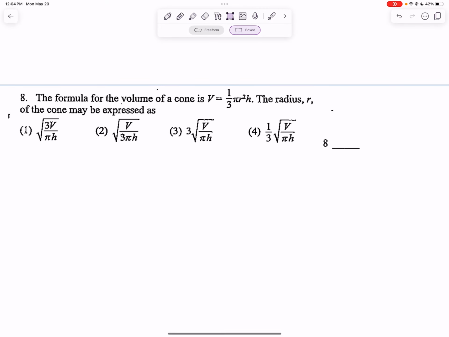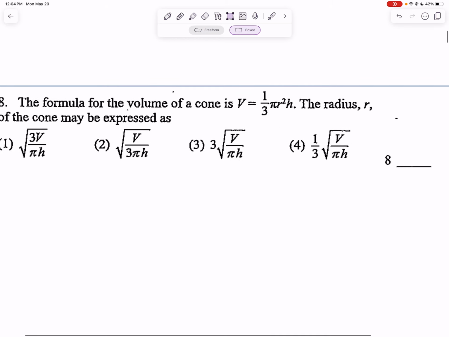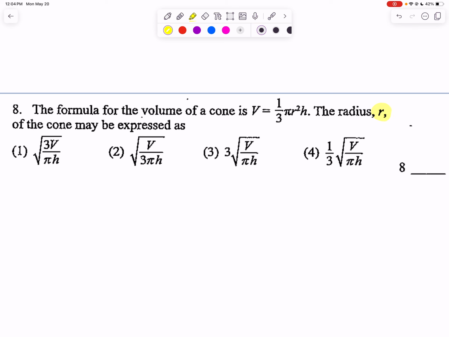Okay, let's look at question number 8. The formula for the volume of a cone is V equals 1/3 pi r squared h. The radius r of the cone may be expressed as. Whenever you see something like this, it's asking you to basically isolate that variable.